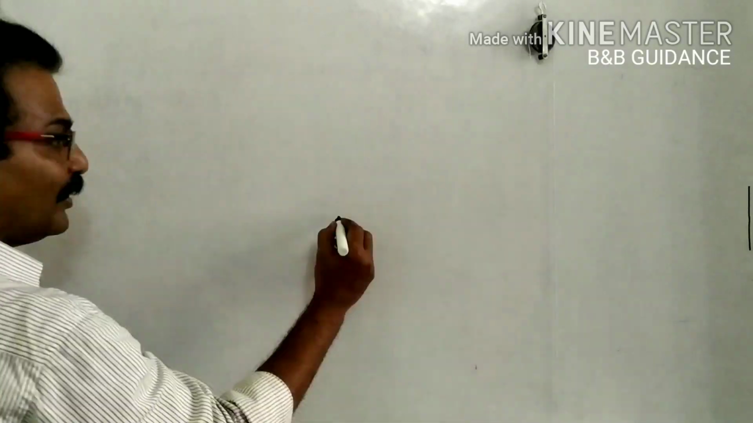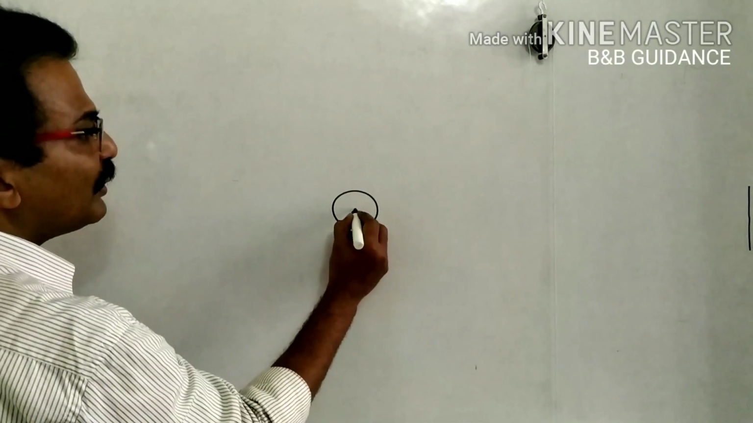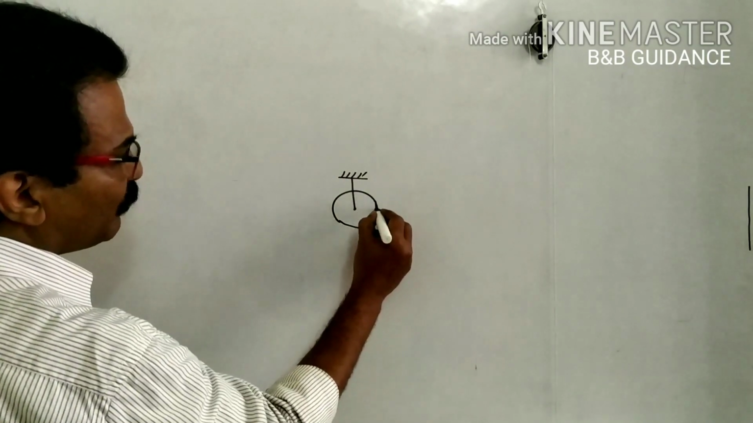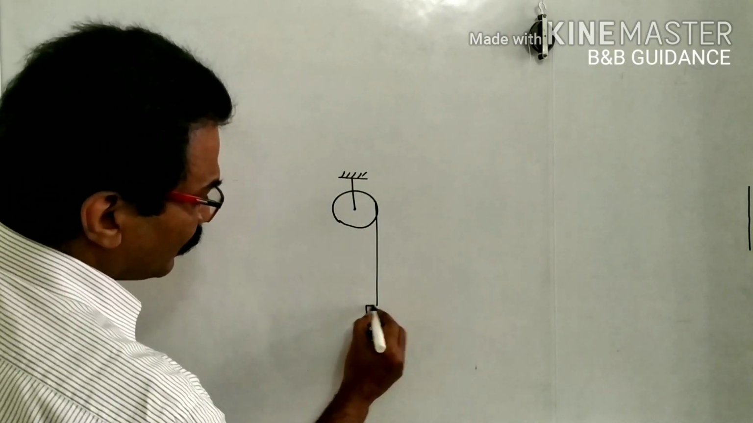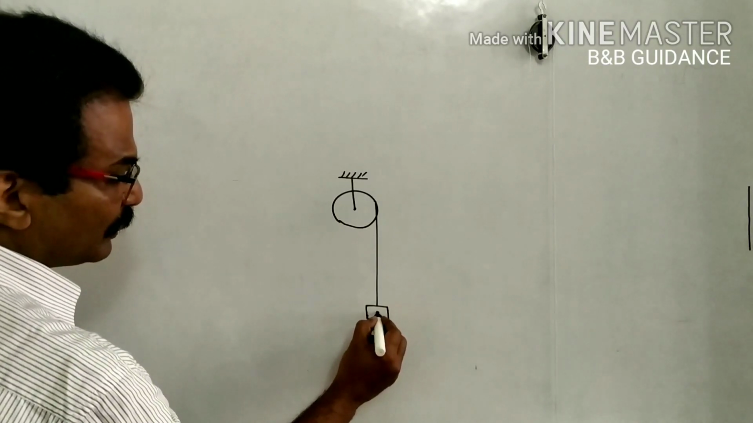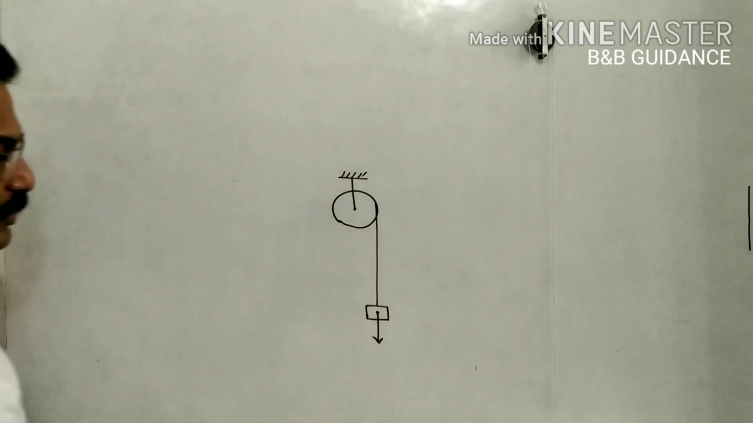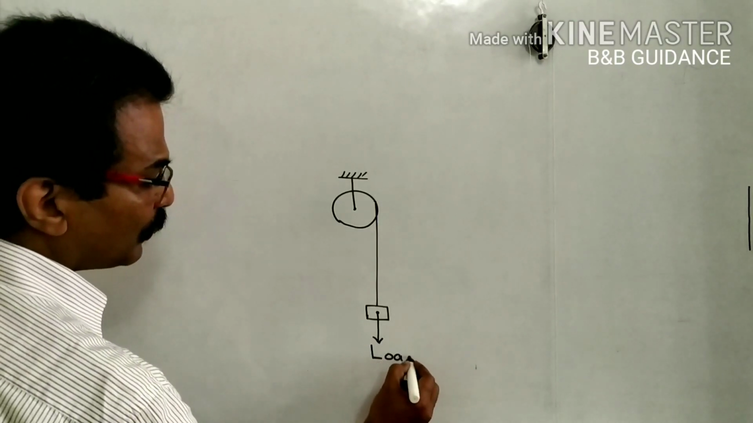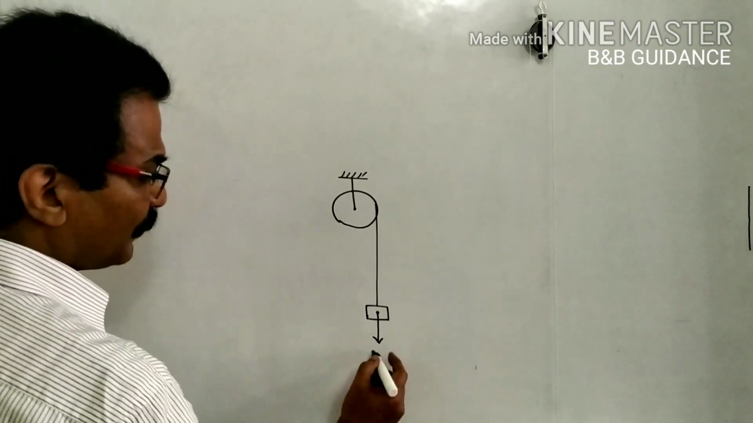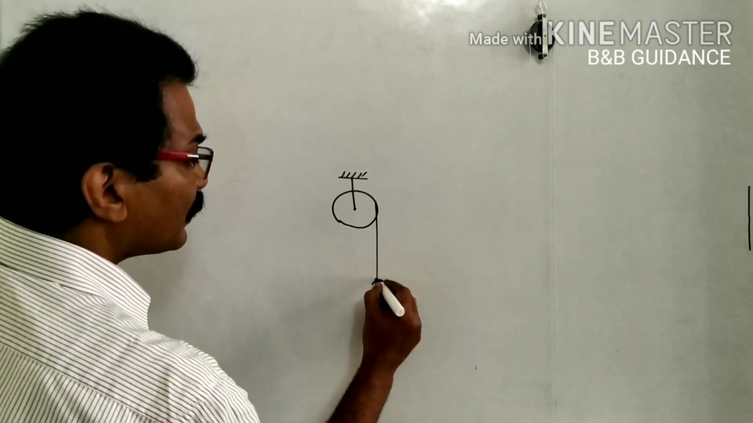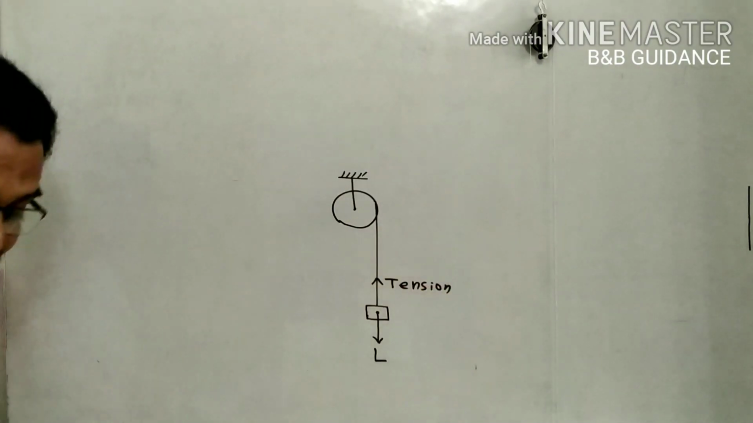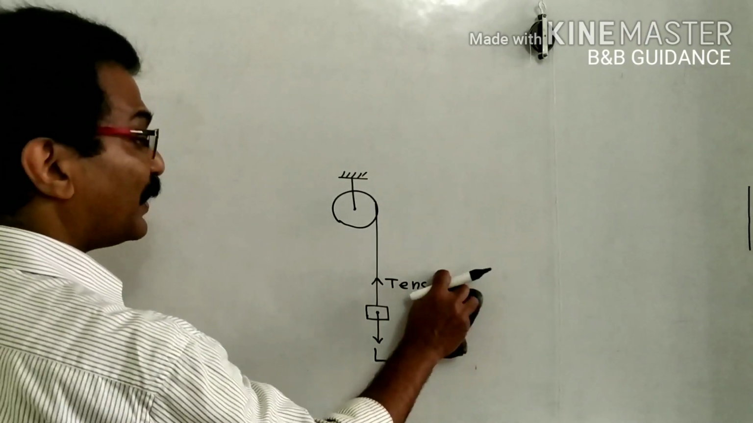Okay, let me draw this situation. This is a single fixed pulley. A rope or a string is passed over this, and here one mass is suspended, and the weight of that mass is the load. Here I will show the load. I can represent the load by the letter L. And here one upward force is balancing, that is nothing but tension. We will represent tension by the letter T.